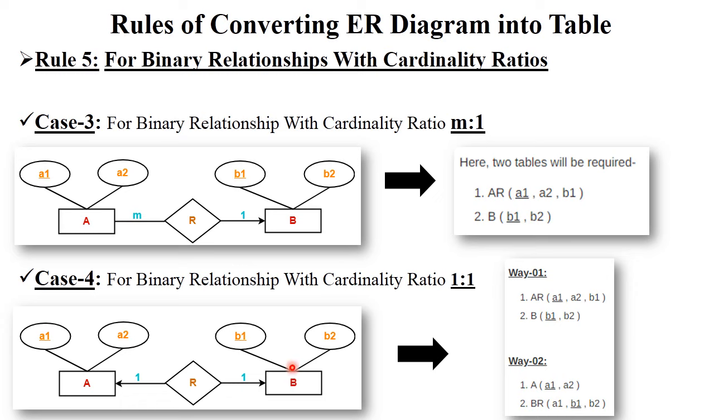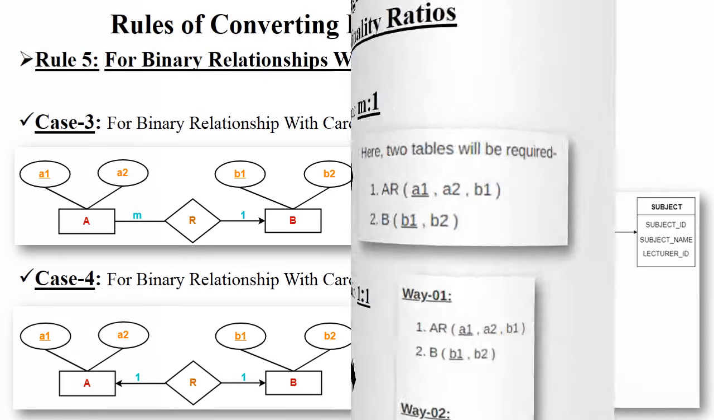So for a 1:1 relationship, how to convert the ER diagram into tables? It has a total of two ways. The first way, see here, creates two tables: first AR and second B. AR requires three attributes: A1, A2 and B's primary key. And the second, B table, requires two attributes, B1 and B2, meaning two columns are created in the one table. In this way these rules are applied.